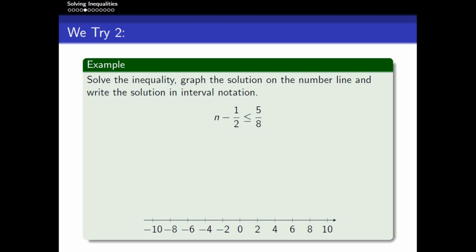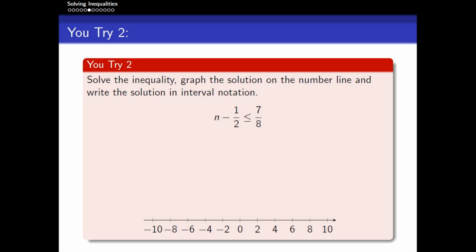Okay, let's look at the next one. Here's one for you to try. Go ahead and pause the video, and I'll see you in a second. Okay, now that you've had a chance to try it on your own, let's do it together.